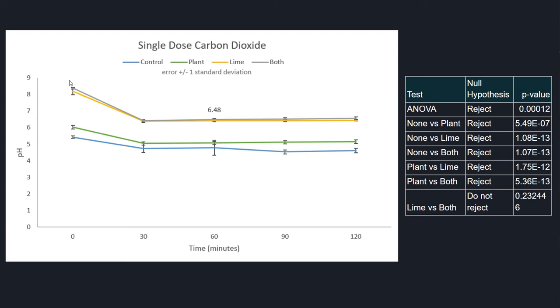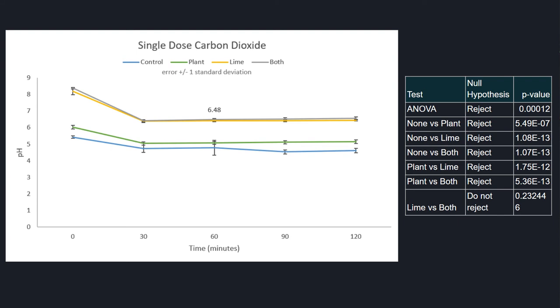Both groups with lime were basic. At the second time point, after dry ice was added, there was a drop in pH in all samples. The jars with lime reached a neutral pH and had the steepest slope. The pH of the jars with only plants dropped as well, and even though they dropped to more acidic levels of pH, it wasn't as steep a slope. The control jars had a similar slope to the ones with just plants. The rest of the time points had a stable pH for all the groups.